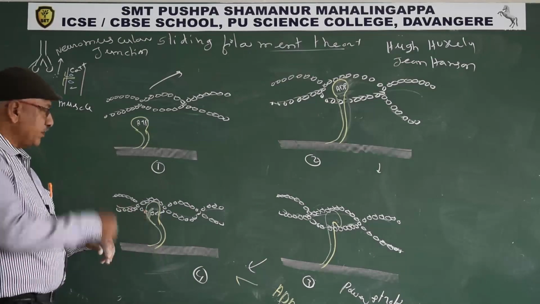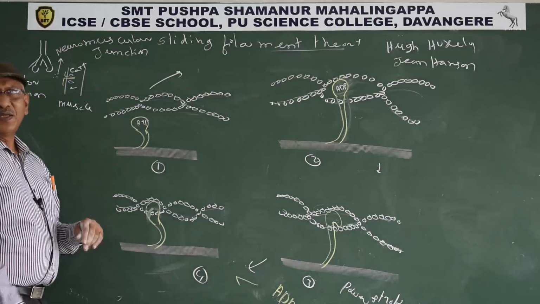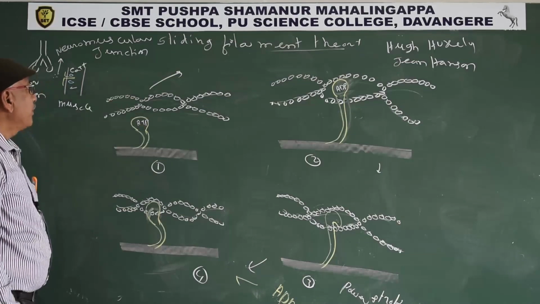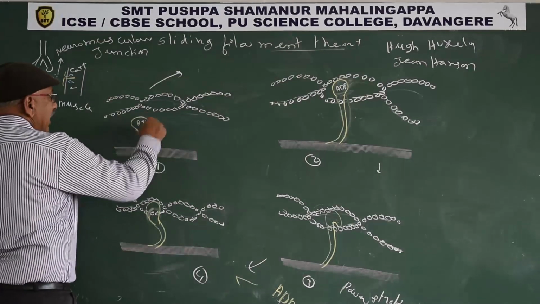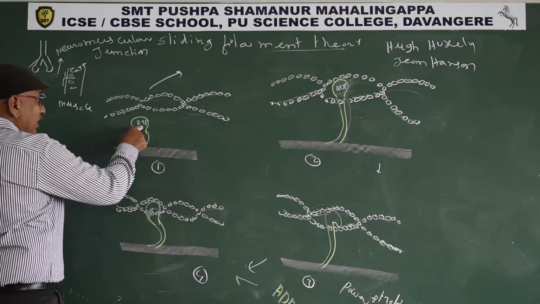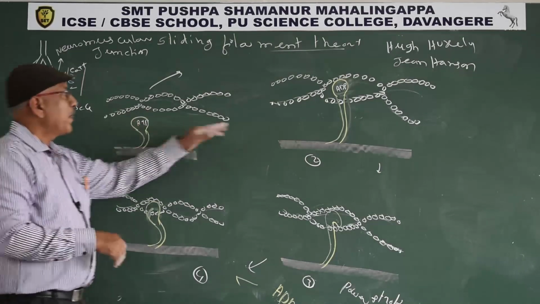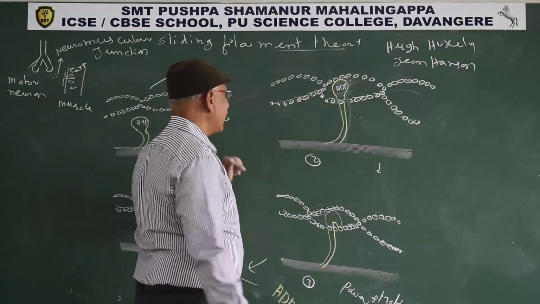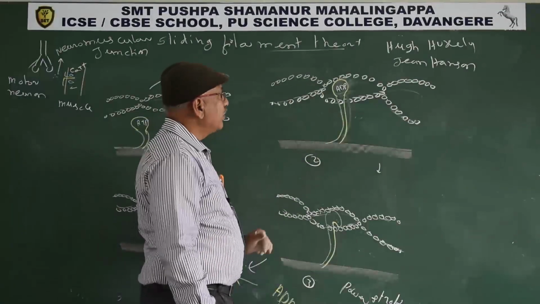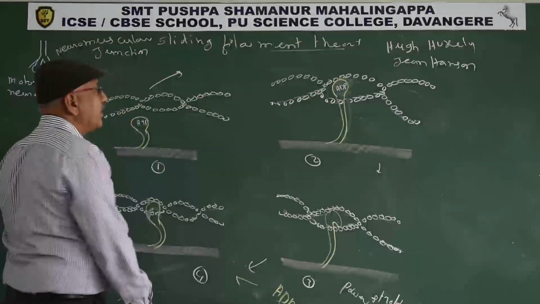After the recovery stroke, an ATP molecule attaches to the ATP site. At that time, the myosin head detaches from the active site of actin. Now the myosin head acts as an ATPase enzyme and converts ATP into ADP plus Pi. By utilizing this energy, it attaches to another active site of the same actin filament, and the process is repeated.